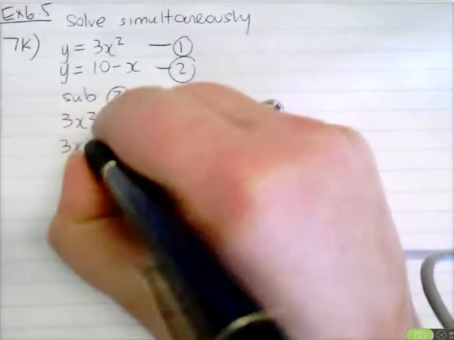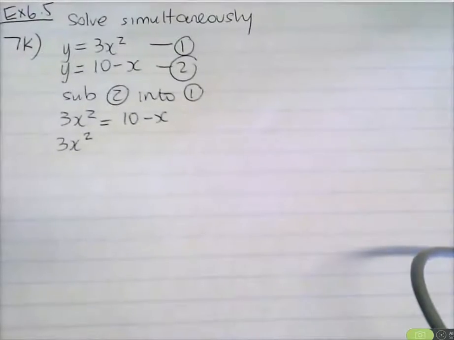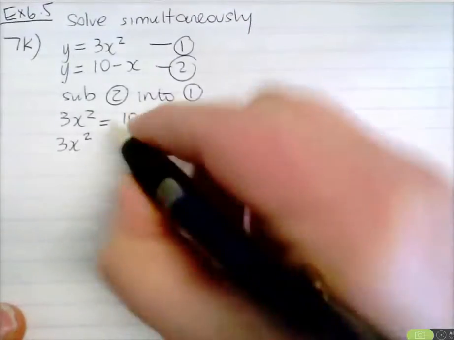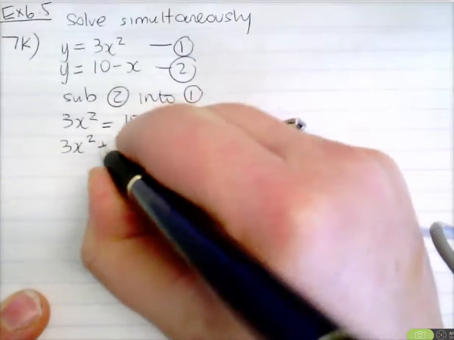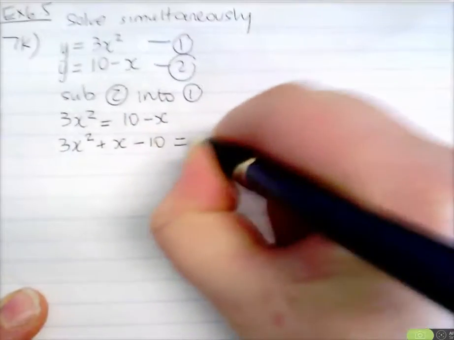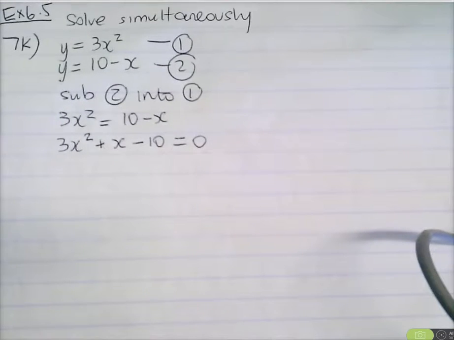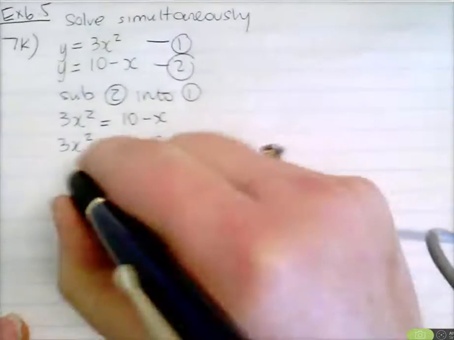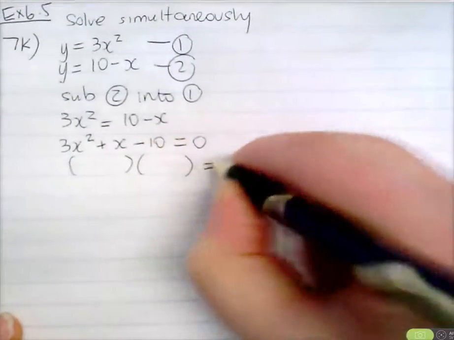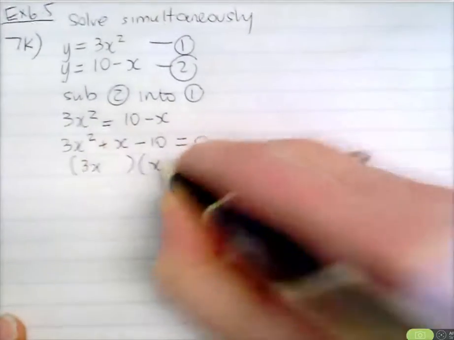So we've got 3x squared. What's written next? Minus 10. Yeah, and then plus x. I'm going to put the plus x first, and then the minus 10. And then we need to factorize. This should be like this, where we've got 3x and x.